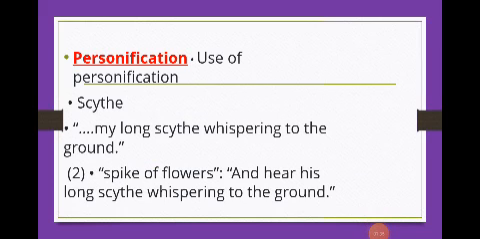The very first term used in this poem is personification. It is a term used by the poet when he gives human qualities or characteristics to non-human beings or non-living things. For example, the word scythe, that means sickle. The poet says about the sickle, "my long scythe whispering to the ground," and that means the poet wants to say my sickle is talking to the ground.